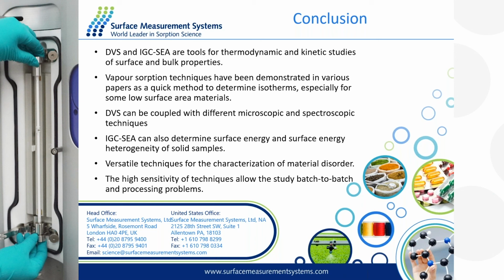Okay, thank you, Meishan. So I have a question here from Rathi. What is the lowest SSA that can be measured on IGC or DVS, and what is the comparison with krypton SSA?